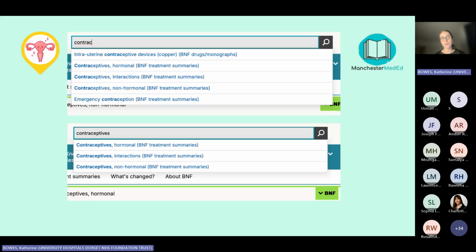So you've got your intrauterine copper devices. So that's your copper coil that I've just talked about. You've then got contraceptives hormonal, non-hormonal, and you've got interactions as well. So that'd be really important when thinking about medication review questions, prescription reviews. And then you've also got emergency contraception, which we'll touch on later. But those are all the treatment summaries that you want to get familiar with.